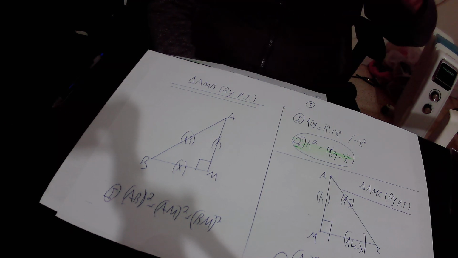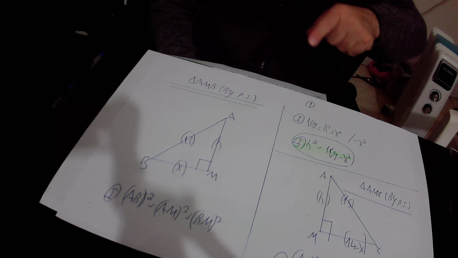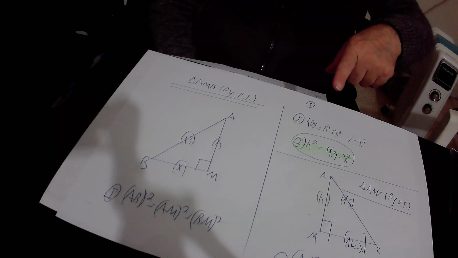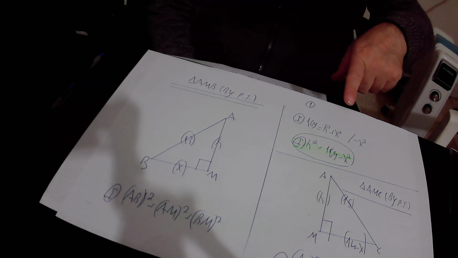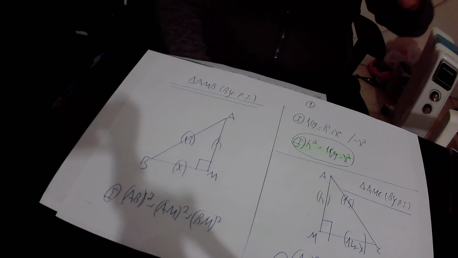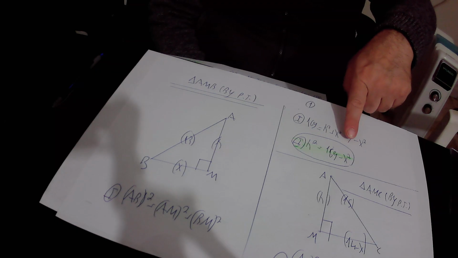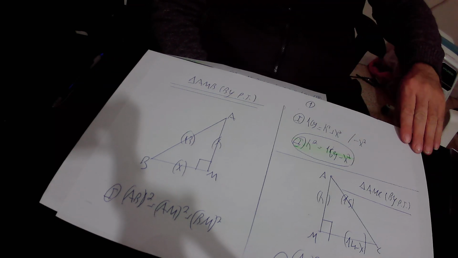So in total we found out that, according to equation number 1, 169 equals 8 square plus X square. Here we subtracted X square from this equation number 1, and finally found out that according to equation number 1, 8 square equals 169 minus X square.